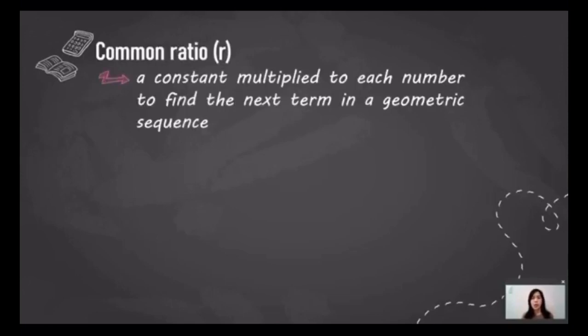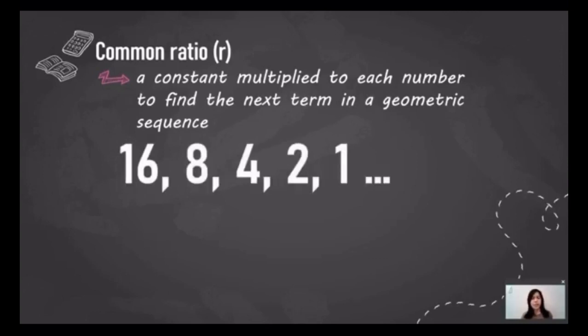Now, let's proceed to common ratio. Common ratio is a constant multiplied to each number to find the next term in a geometric sequence. And we write common ratio as small letter r. We have the sequence 16, 8, 4, 2, 1. We are going to find the common ratio by dividing a term by its preceding term.